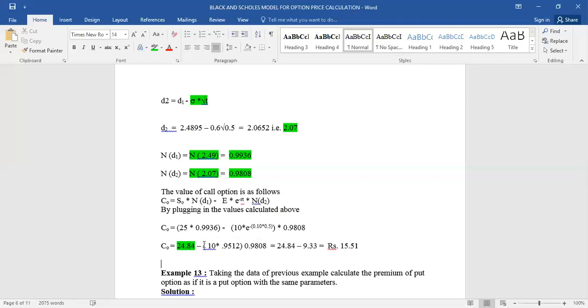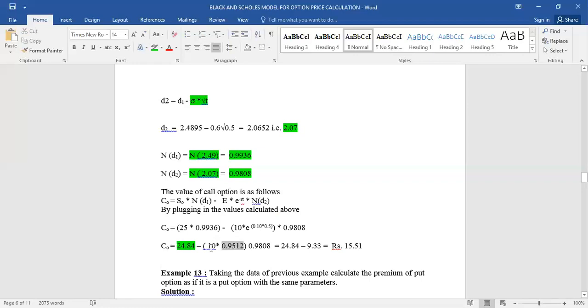You will get 0.9512. That is practically discounting. Whenever e is raised to the power of negative, that is discounting. If it is raised to the power of positive, it is compounding. I hope you are comfortable. So that's the second part, we have done it.